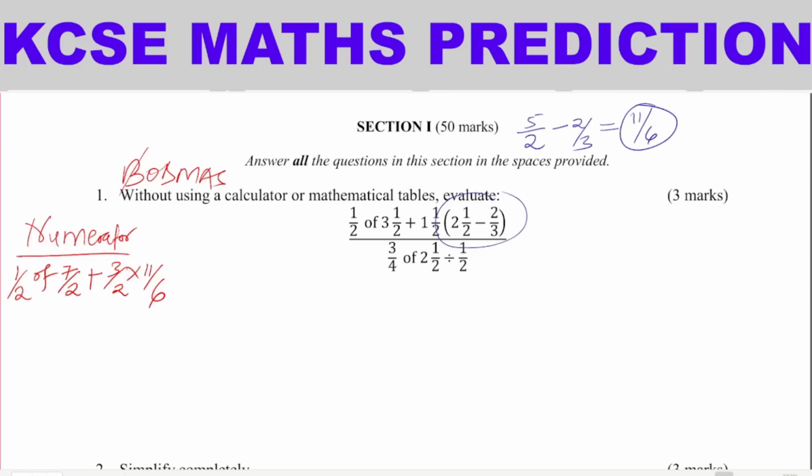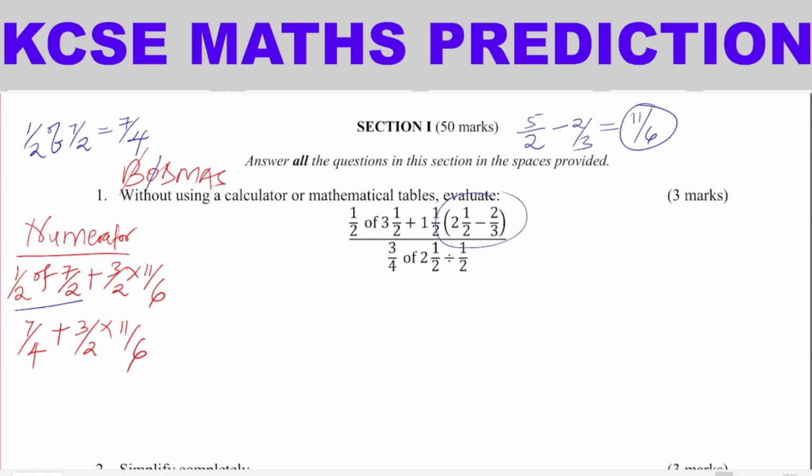The next one that should follow, we have of, and we have addition and multiplication. Of should come first, so work out that. So now we have a half of 7 over 2. This is simply multiplication, and this will be 7 divided by 4, plus 3 over 2 times 11 over 6. We're still reducing these.